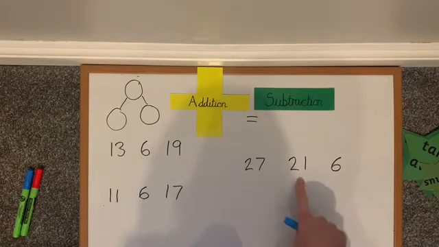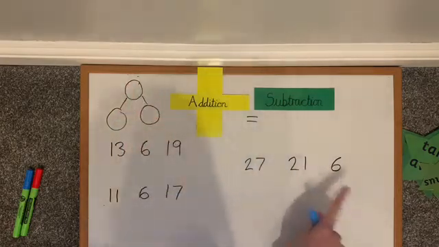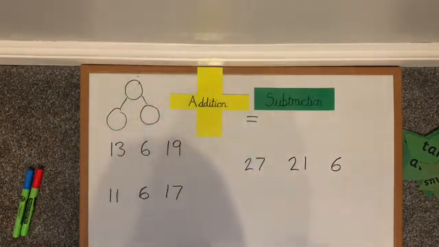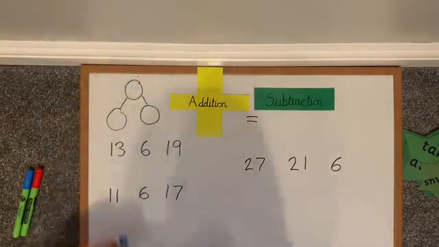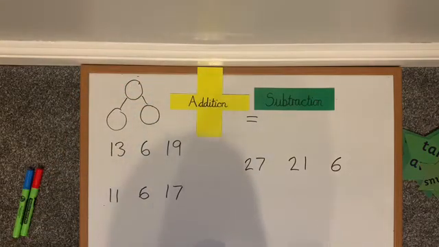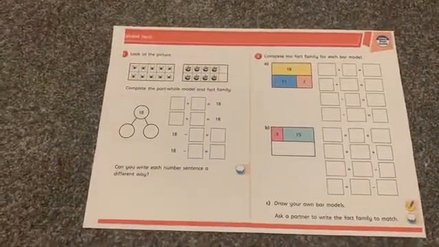Again, have a look which number is the whole, which 2 numbers are the parts. Use your Deans on your part whole to help you work it out if you need to. So the fact families I would like you to find.